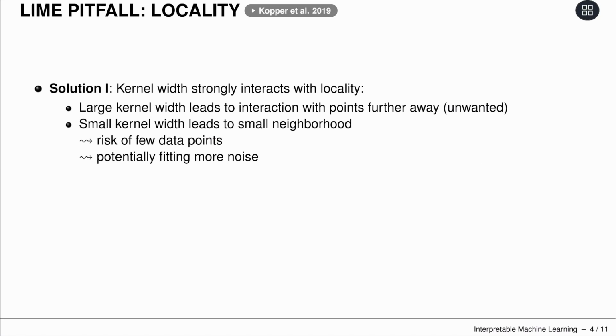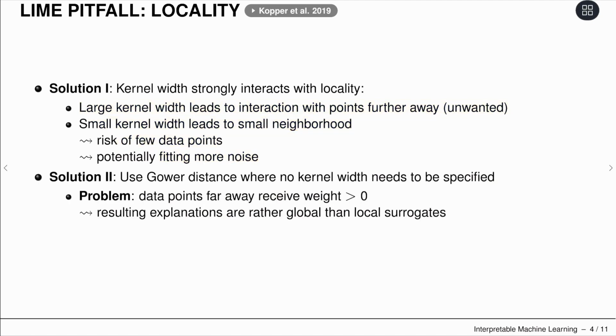So as I said, a large kernel width leads to interaction with points further away. So we have more of the global trend, which is unwanted, right? We would like to have local explanations. And a small kernel width leads to small neighborhoods. And then maybe we fit noise and maybe have very few data points which are really reasonable there.